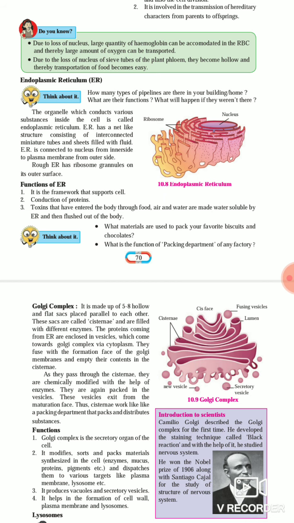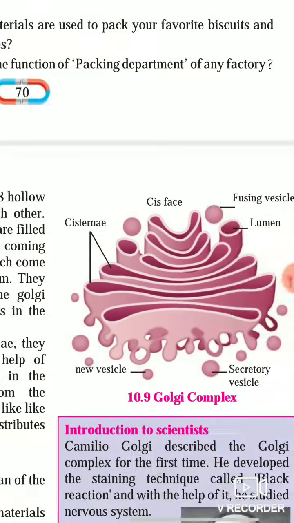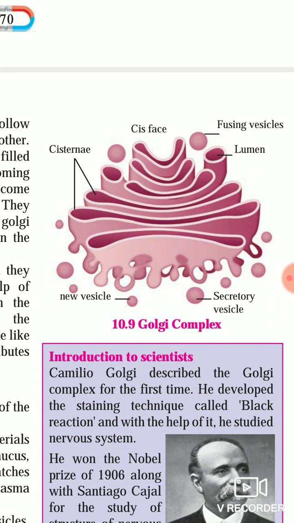So Golgi complex, here is the structure shown in the figure. Golgi complex is made up of 5 to 8 hollow flat sacs.